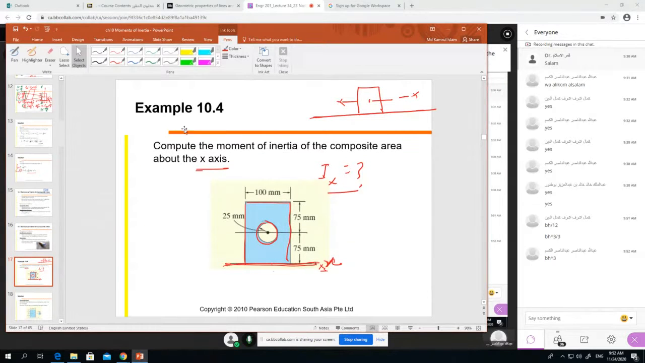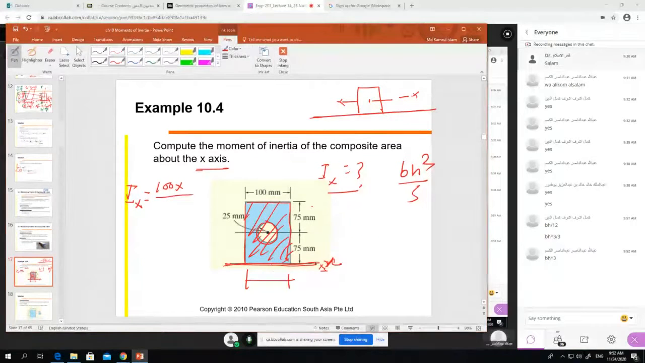So for the rectangle, we have two shapes here. One is the rectangle, one is the circle. So IX equal to, I write down, for the rectangle, BH cube divided by 3. What is the B here? B equal to 100, into H. This is the H, 75 plus 75 equal to 150. So 150 cube divided by 3. Right? So this is our rectangle.